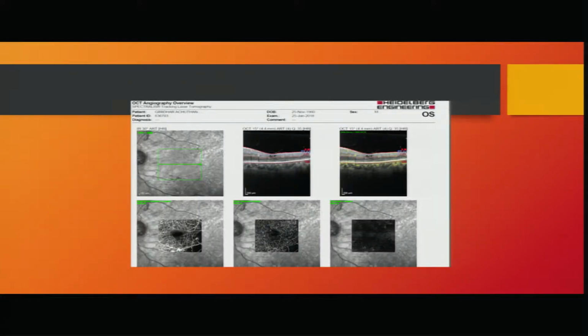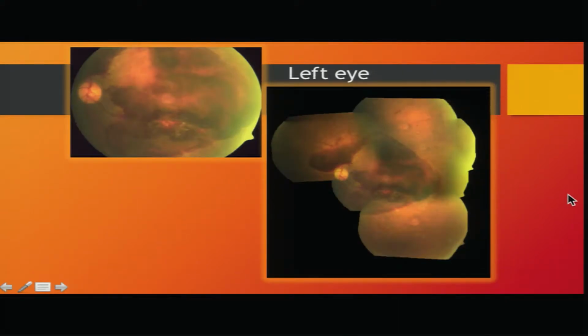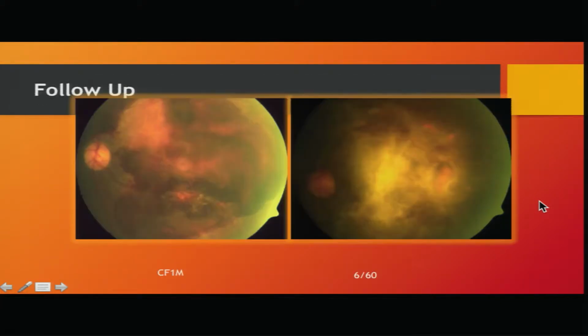Now, what will happen if you don't operate? This is another case, the left eye, with a bad premacular hemorrhage. This patient was not willing for surgery, a little laser was given, and you know what happened after 6 months: thickening of the premacular area, and this is the end result. If you don't do anything for premacular hemorrhages, this usually ends up as dense premacular fibrosis with a bad final visual acuity.